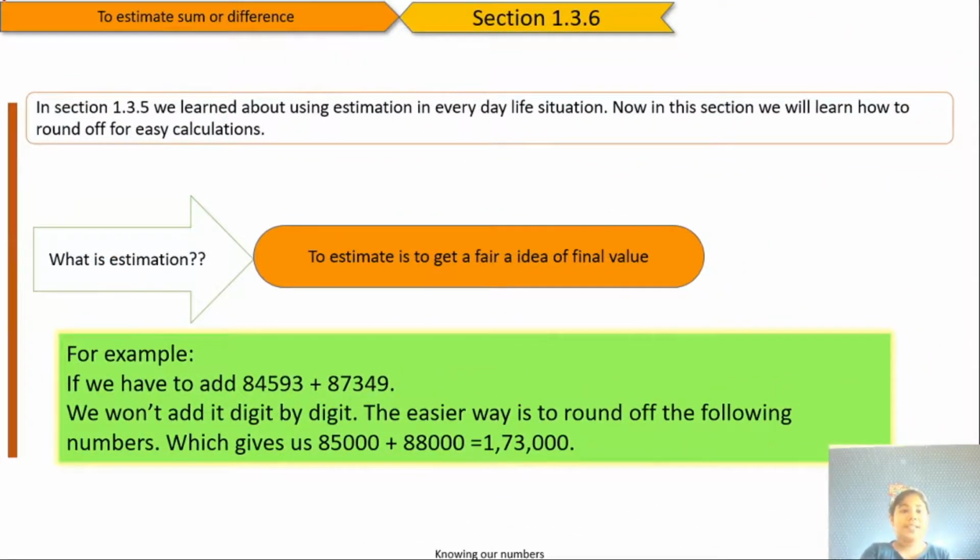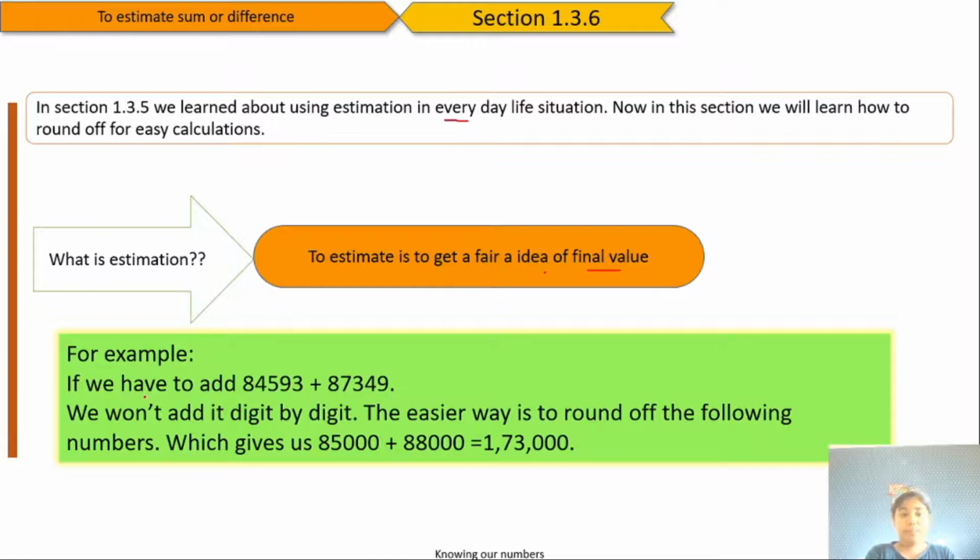So our next section is to estimate sum or difference. In section 1.3.5, we learned about using estimation in our daily life situation. Now, in this section, we will learn how to round off for easy calculation. What is estimation? To estimate is to get a fair idea of a final value. So, to estimate is to get a fair idea, not the exact amount, but to get a fair idea approximately.